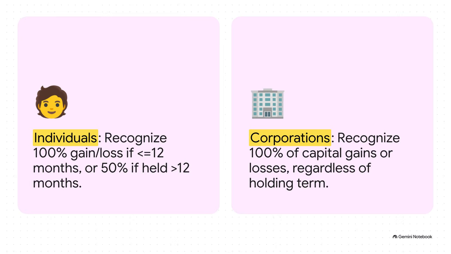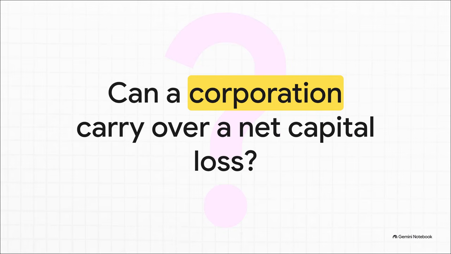But corporate taxpayers? No way. They take the full 100% hit on capital gains and losses every single time, totally regardless of how long they've held it. Let's pause for a second. Search your brain. We know capital losses are strictly allowed only to the extent of capital gains. But what if you have a net capital loss? If an individual can carry that loss over to the next year under the NCLCO rule, can a massive corporate giant do the same thing?